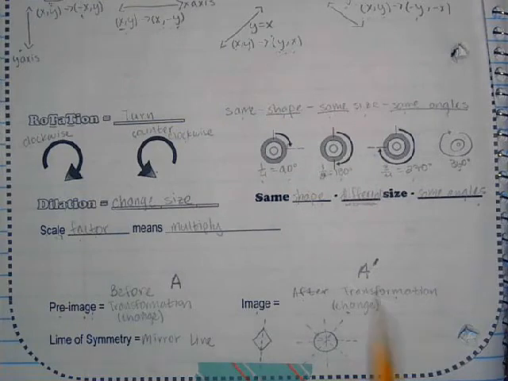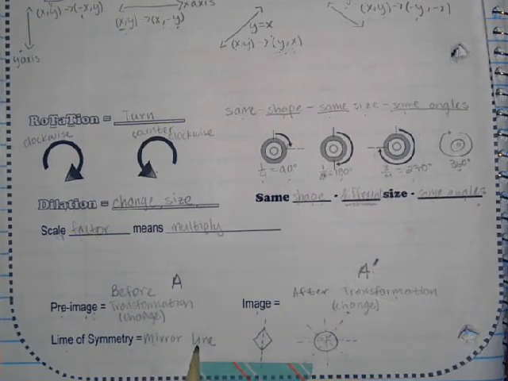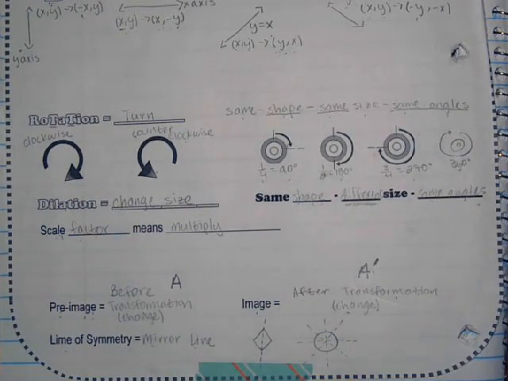Line of symmetry. That's your mirror line. The line that if you folded it on that line, you would have the exact same thing on both sides. So if I have a diamond and I fold it in half, the two sides should match up. So this is my line of symmetry. If I have a circle, no matter where I fold the circle, it's going to match up. So there's an infinite number of lines of symmetry in a circle.